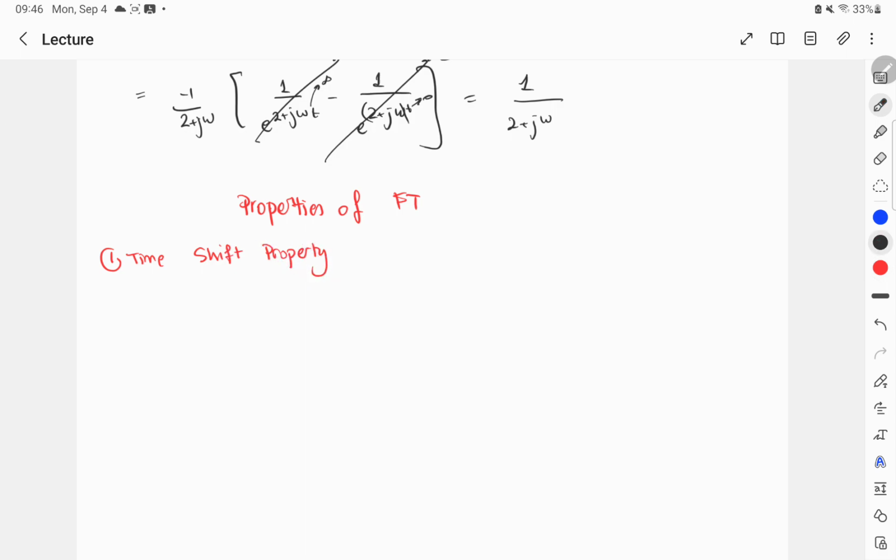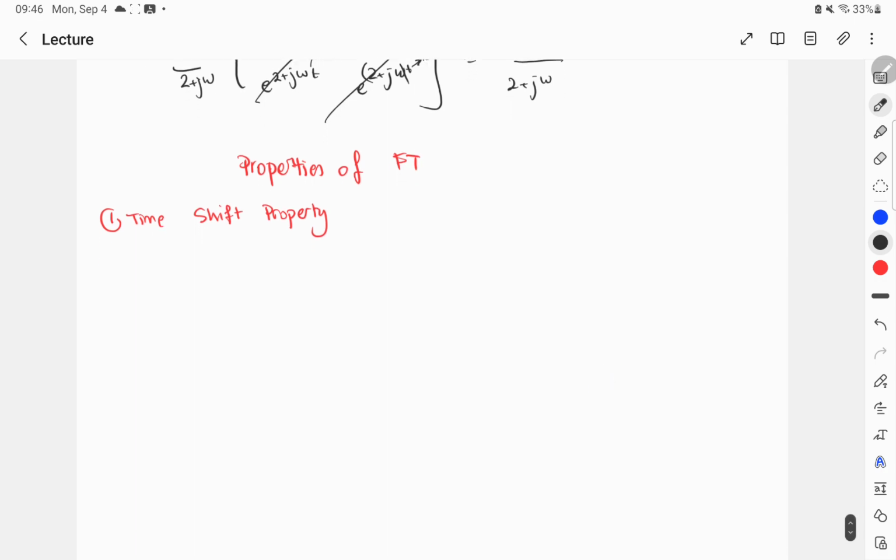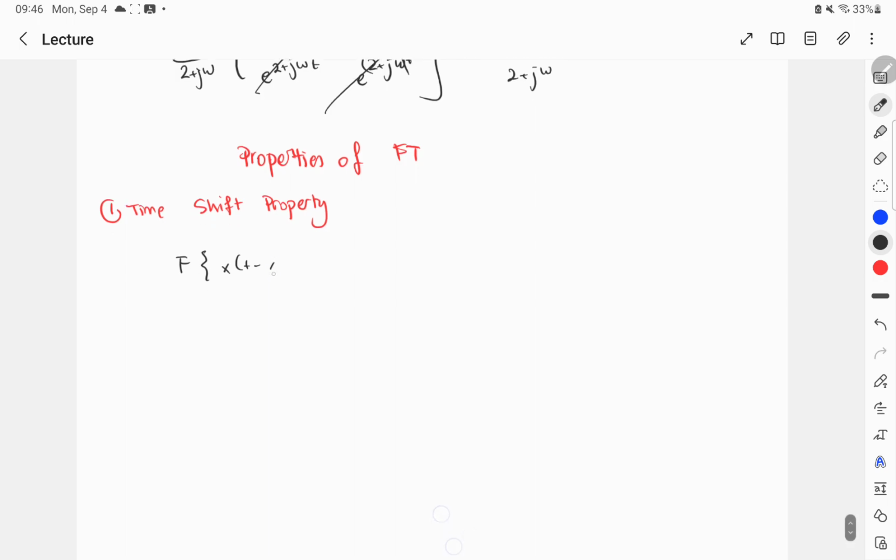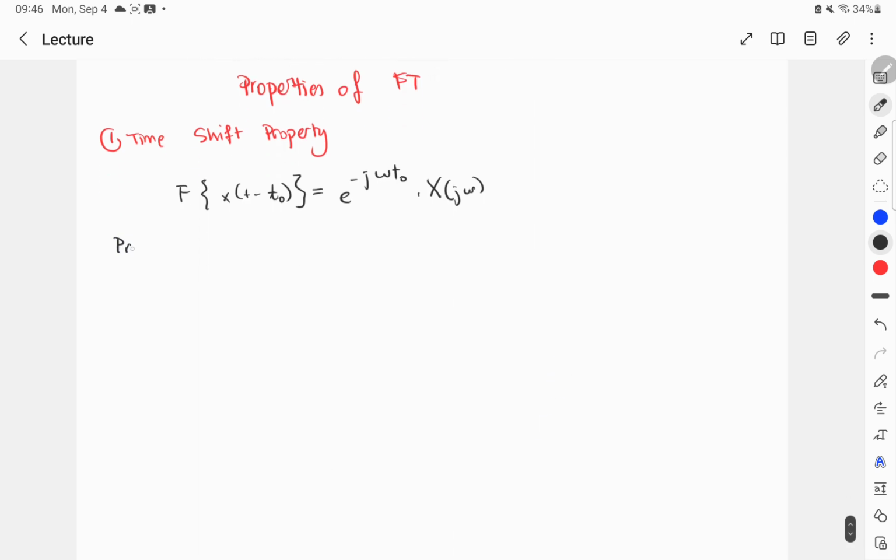What this property tells us is that for the function x(t minus t0), if we shift this function by t0, we will take the Fourier transform of x(t), and we will just multiply it with e to the power of minus jwt0. Okay? Now let me show you the proof of this.